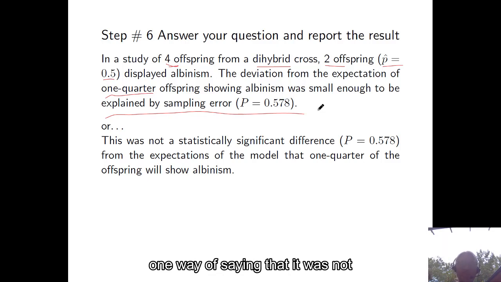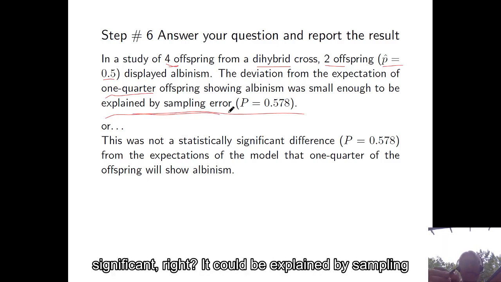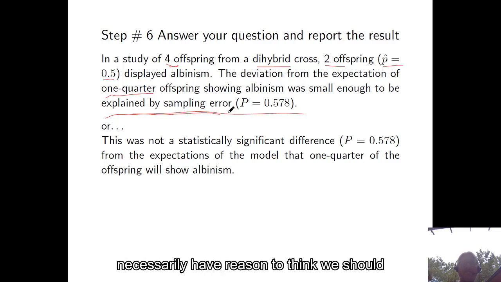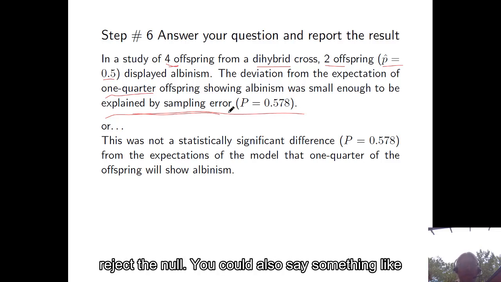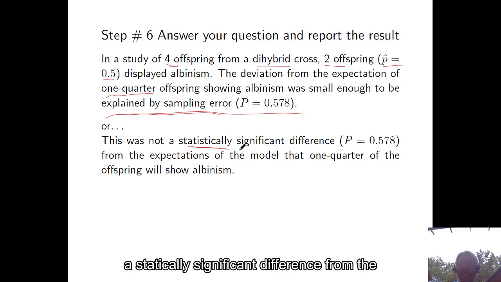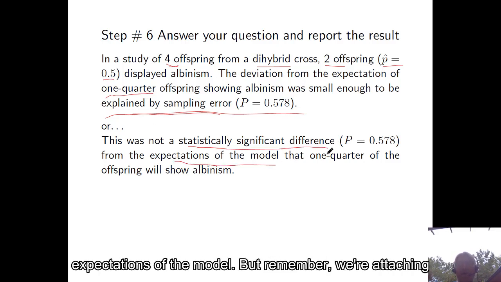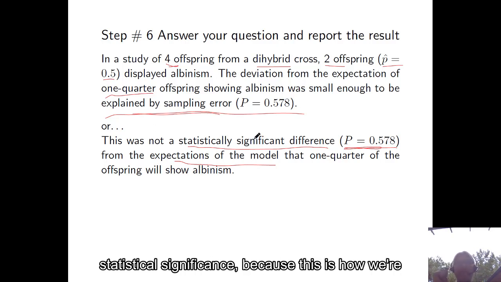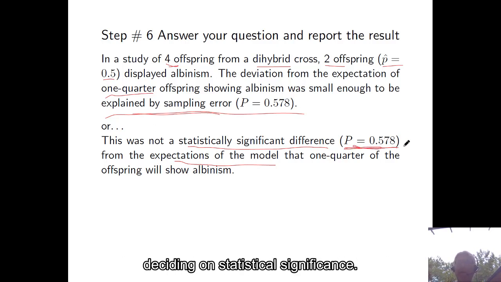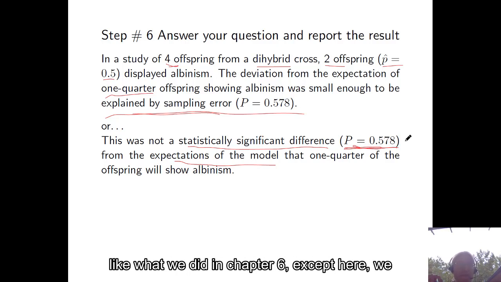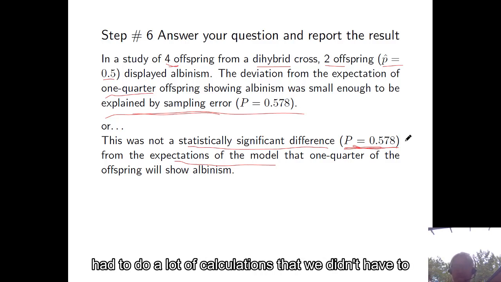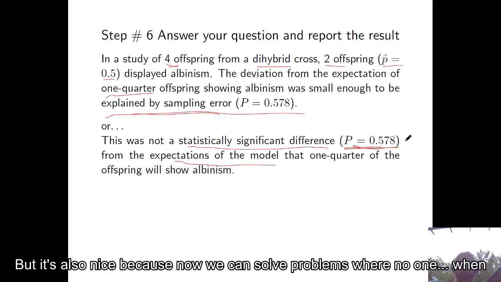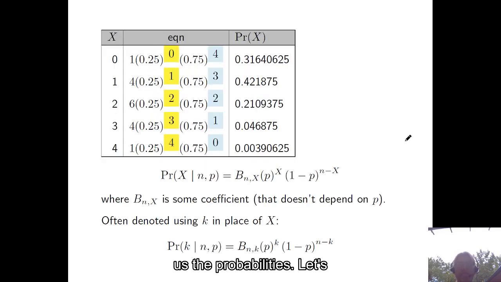That's one way of saying that it was not significant, right? It could be explained by sampling error. We don't necessarily have reason to think we should reject the null. You could also say something like, this was not a statistically significant difference from the expectations of the model. But remember, we're attaching that p-value to where we're making the statement about statistical significance, because this is how we're deciding on statistical significance. Okay, so that should feel a lot like what we did in Chapter 6, except here we had to do a lot of calculations that we didn't have to do in Chapter 6. But it's also nice because now we can solve problems where someone's not just giving us the probabilities, right?